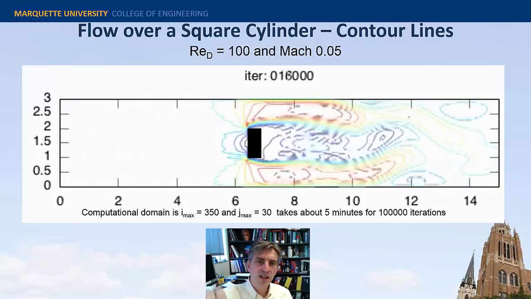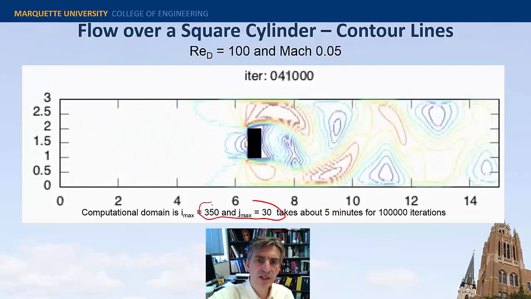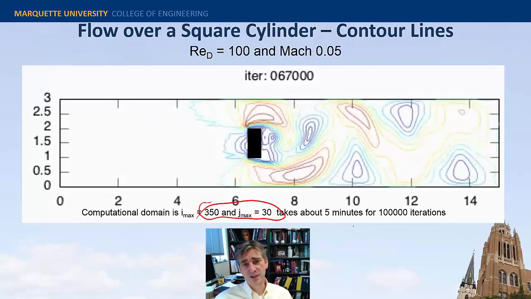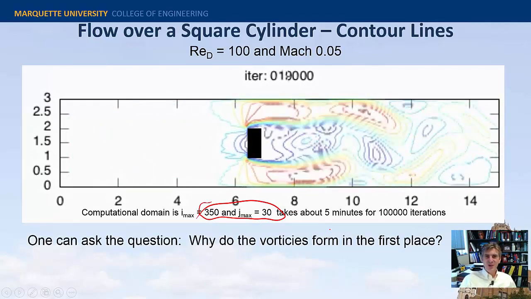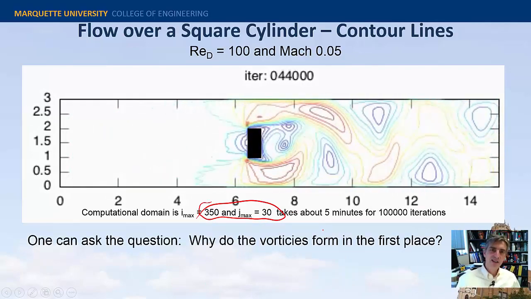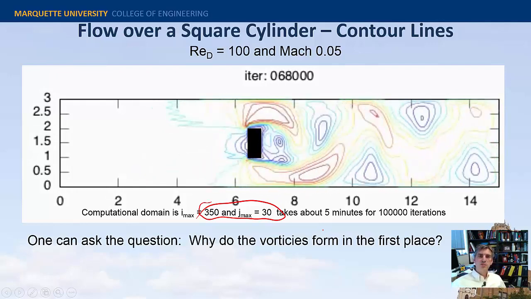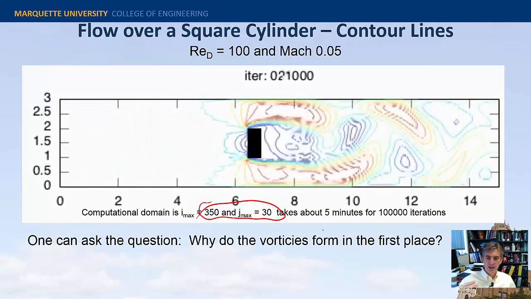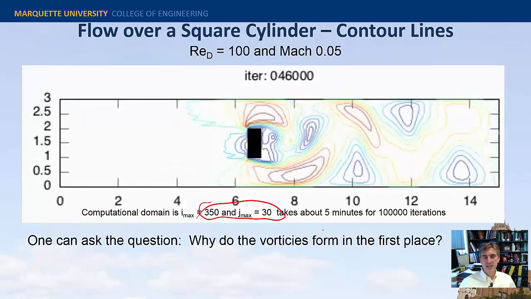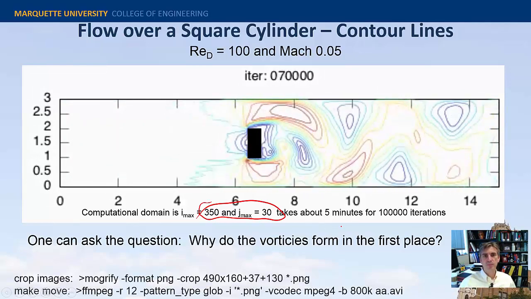All right, so this was a little bit bigger calculation. It took 5 minutes, not very long to run this at all, really, once you get it going. And one could ask, why do these vortices start in the first place? It is this path to turbulence, right? Those stationary vortices become unstable and get washed downstream.